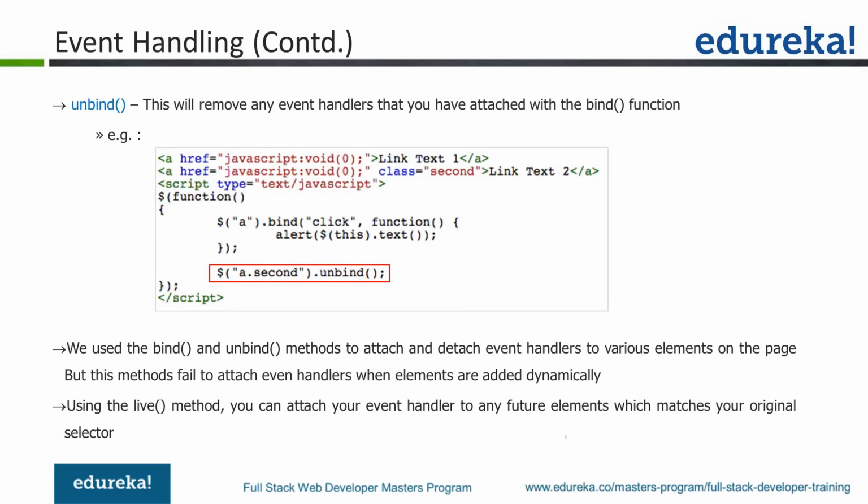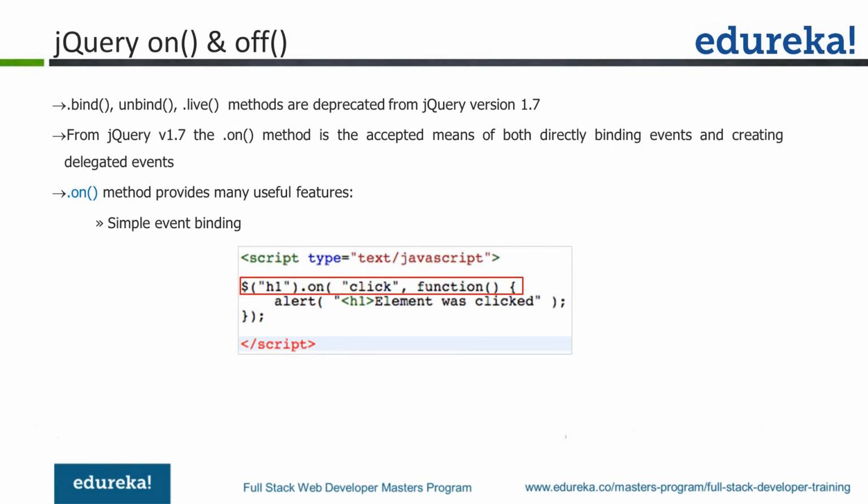Now there is also the live method. Using the live method, you can attach any event handler to your future elements which match your original selector. This can be a little tricky to understand, but luckily for us, the bind, unbind, and live methods have been deprecated from jQuery version 1.7. In case your project is still using 1.7, then it's a different case. But in case you're starting a new project, definitely use the latest version of jQuery.